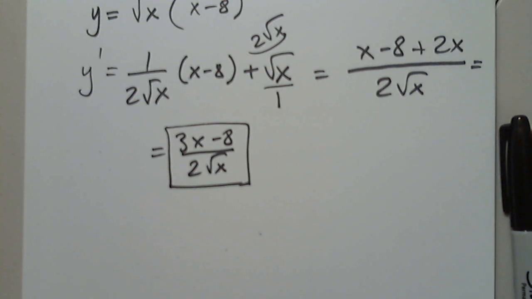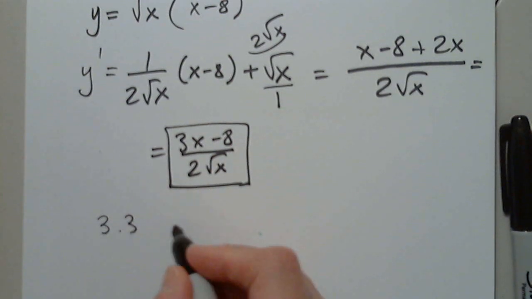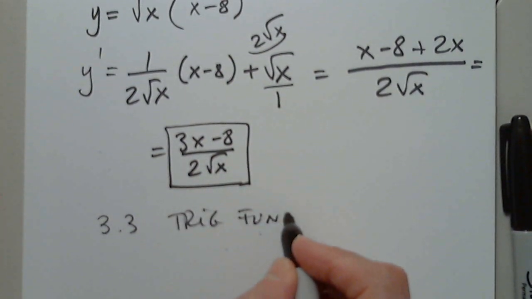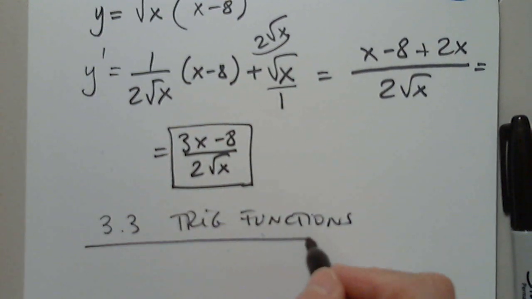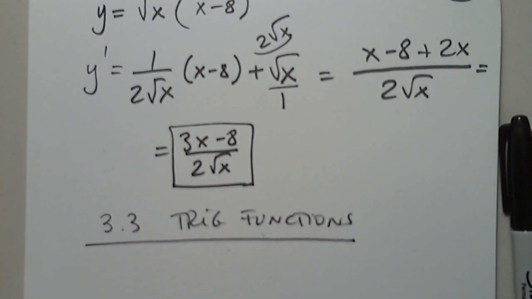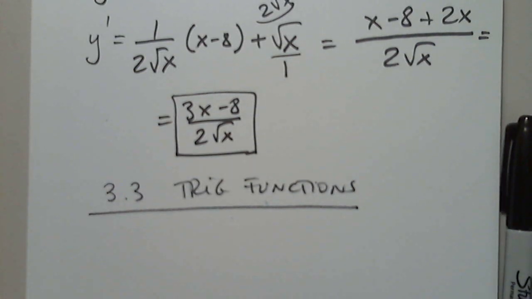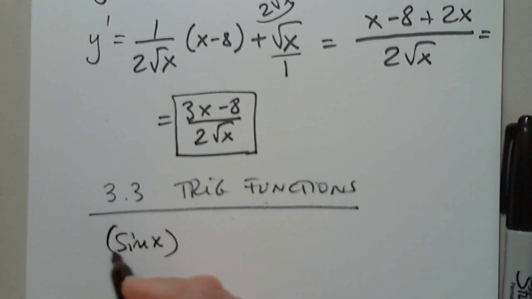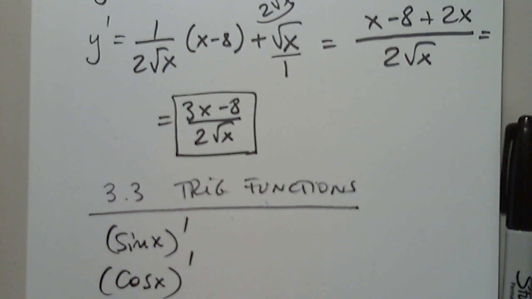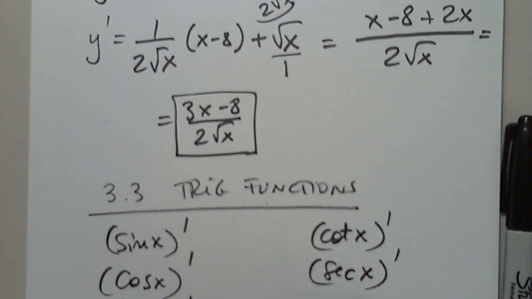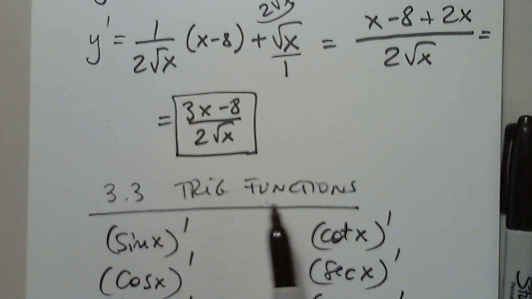Okay, we're moving on to derivatives of trig functions, section 3.3. Here we're going to look at those six trig functions. What are they? Sine, cosine, tangent, cotangent, secant, cosecant. Yes, we also have inverse trig functions. Later on, we're going to get to those. But for now, we're going to look at the trig functions and their derivatives.